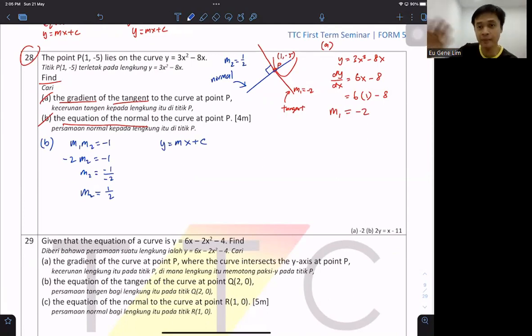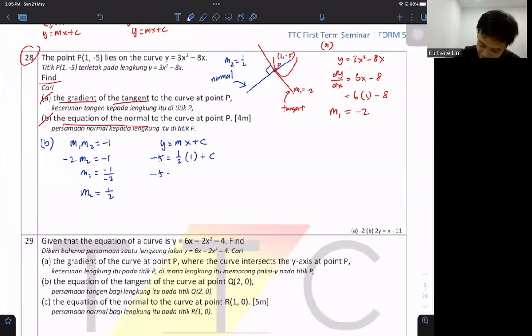I mean, it's the same as mathematics. Y is -5, the coordinate. M is 1 over 2. X is 1, plus c. So -5 equals 1 over 2 plus c.